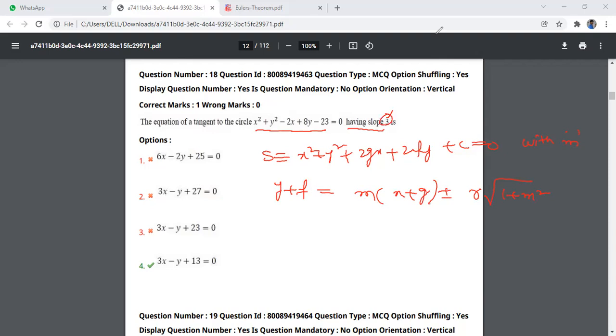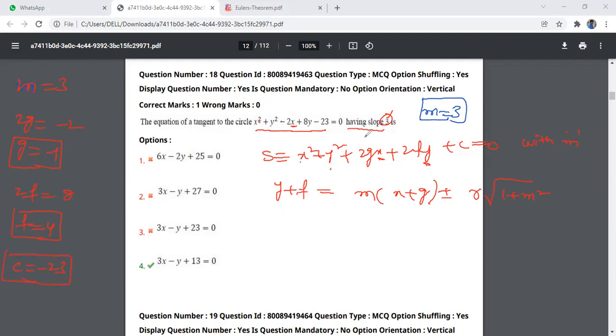m they said m is equal to 3. Now what else do we want? What are g and f? You have to compare the x square, y square terms. What is the x coefficient here? 2g is equal to minus 2. That means g is equal to minus 1. To get f, we have to compare the y coefficients. 2f is equal to 8, so f is equal to 4. Then last, c. We have to compare c. c is equal to minus 23.